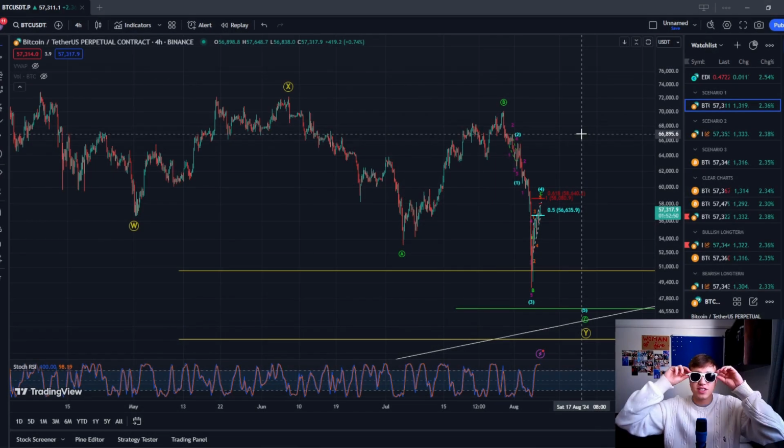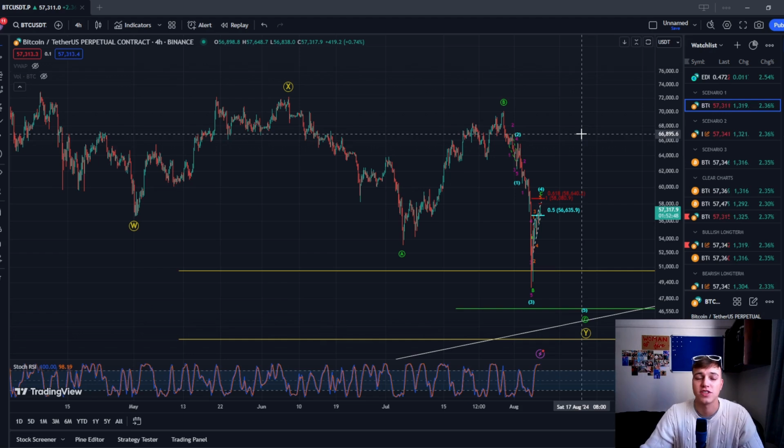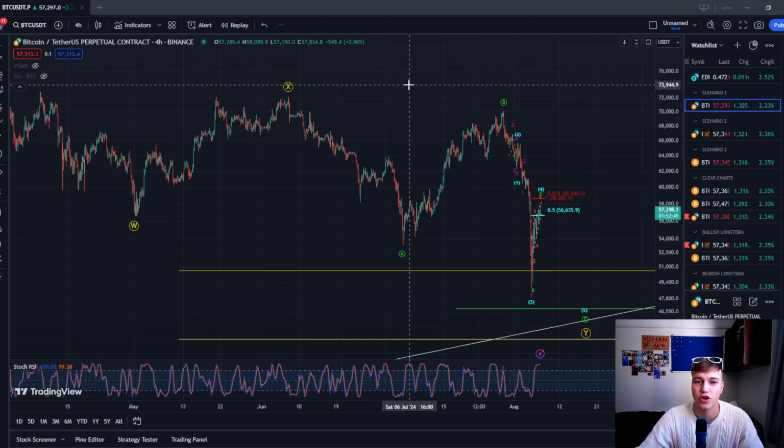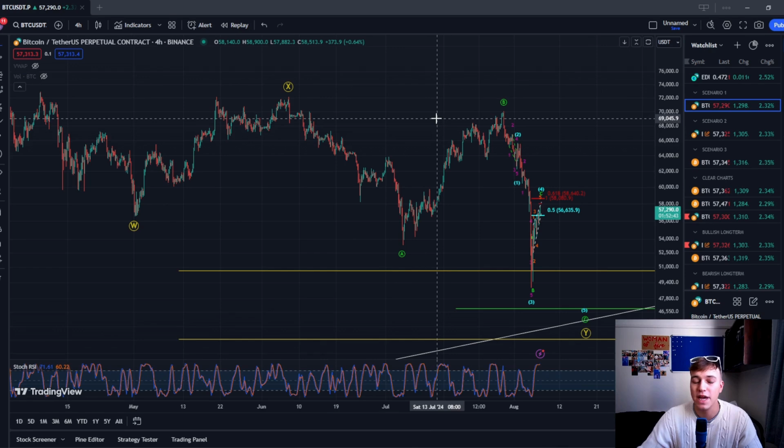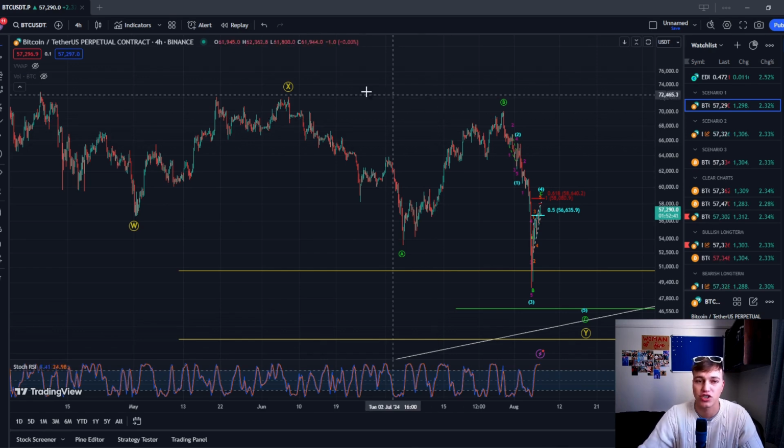Okay, enough of the nonsense. Let's get into the charts. Today we're going to be talking about two scenarios, one short-term bearish and one short-term bullish scenario.